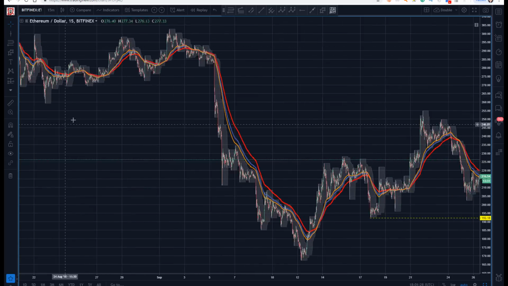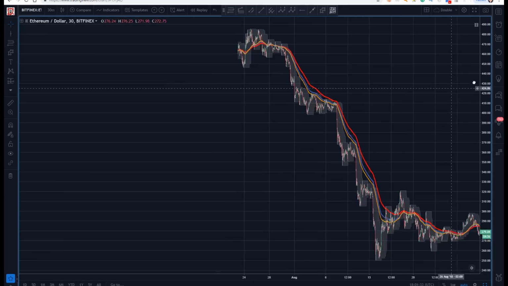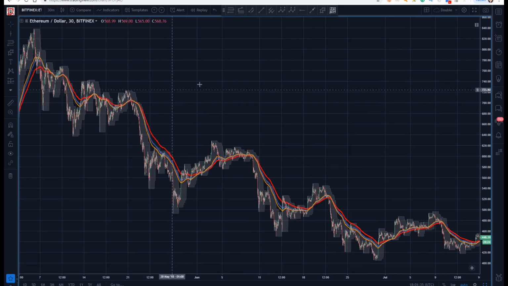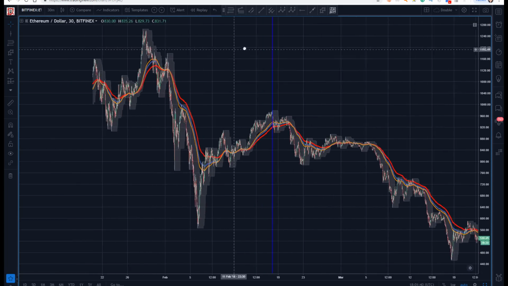Maybe I went way back here. Let me go to the 30-minute and try and find it. I wish TradingView, if you mark it and then want to zoom on that spot, here it is. Okay, so I was just using this pivot here.